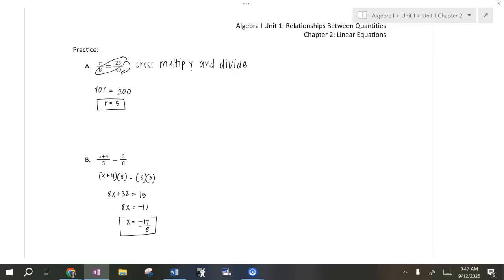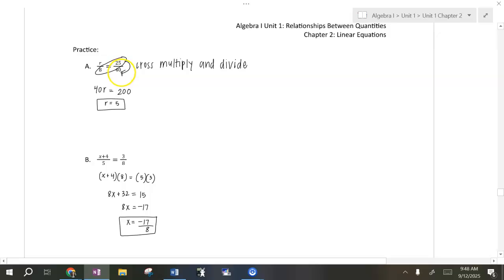A shortcut for practice problem A is once you multiply 8 times 25, you can go ahead and divide by the other constant that's on the other cross multiplied. So, for example, when I see these 2 constants, 8 and 25, neither of those are variables, I know I'm going to cross multiply those 2. And then I look for what's my other constant. My other constant is 40.